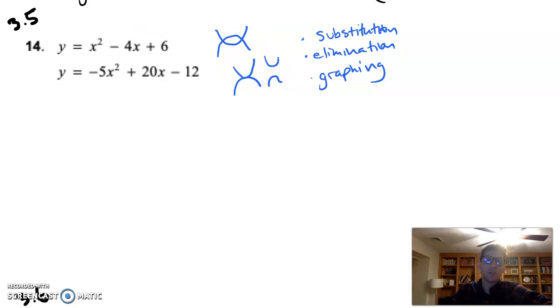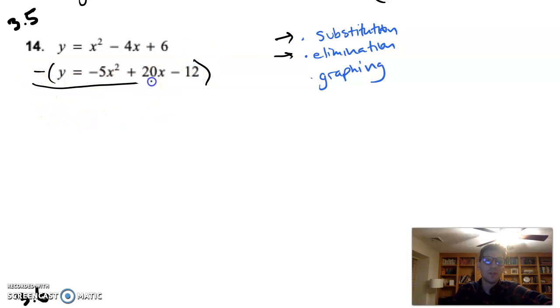I'm not sure what's going to happen here, but let's investigate and see what happens. Substitution could be nice here because they both equal y. So if I substitute this all in for y there, I just basically set them equal. Or elimination also would be nice. I could subtract down, my y's would cancel. I would choose one of those two methods. I'm going to go ahead and just try elimination. I'm going to subtract down to cancel everything out and see how that works out.